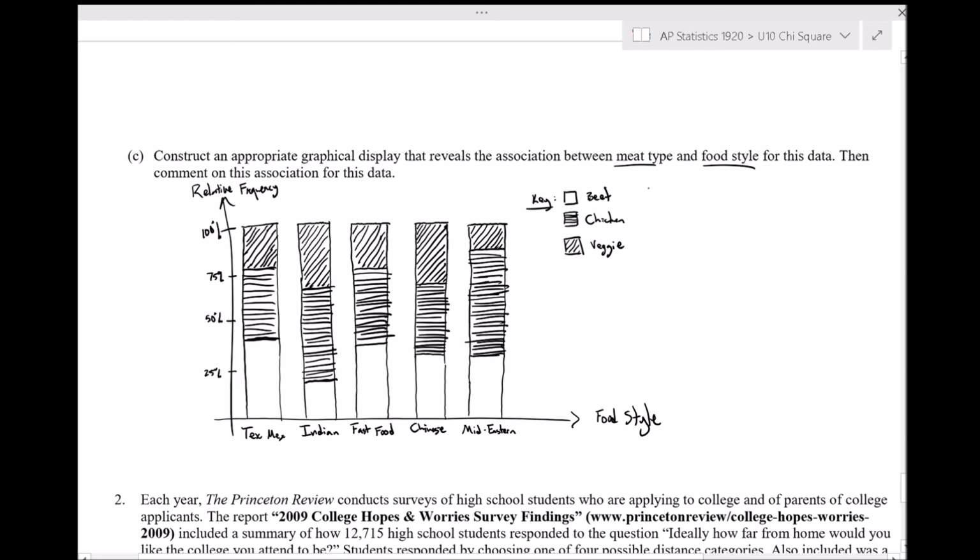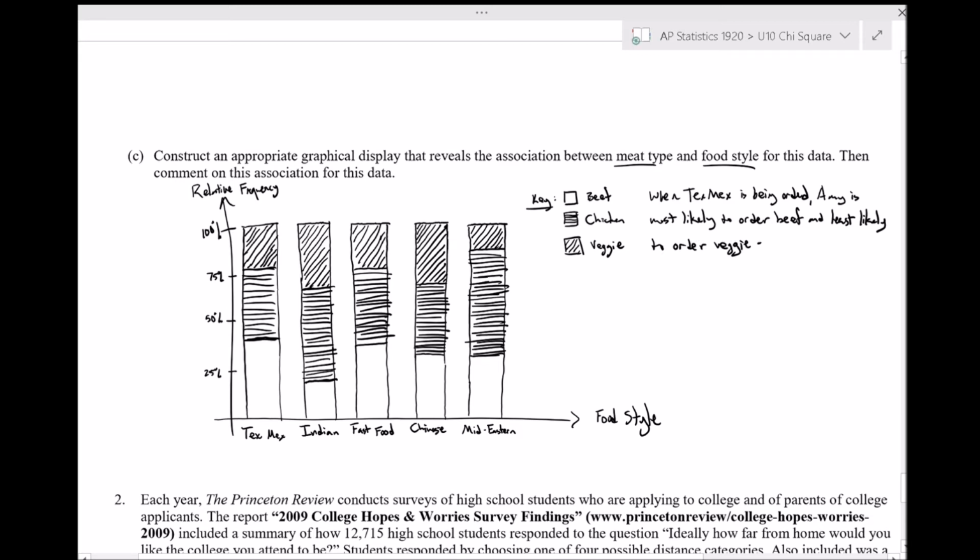Let me write that down. When Tex-Mex is being ordered, this is Amy. Amy is most likely to order beef and least likely to order vegetarian.